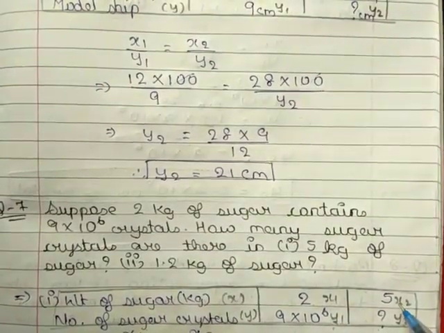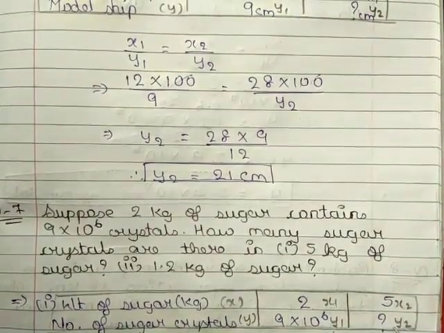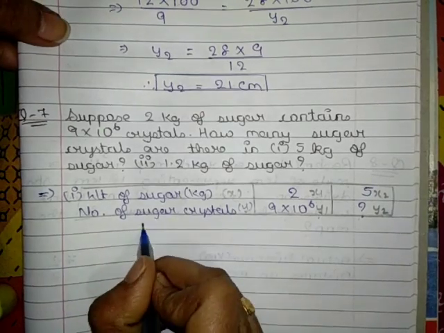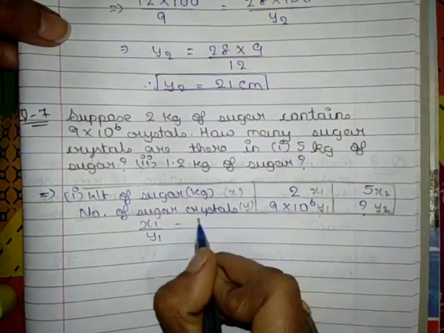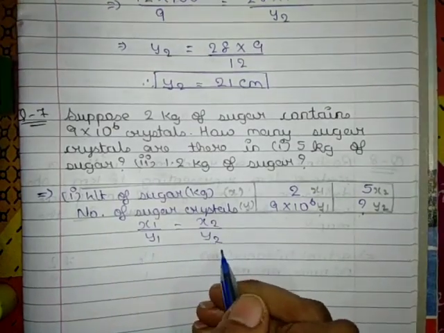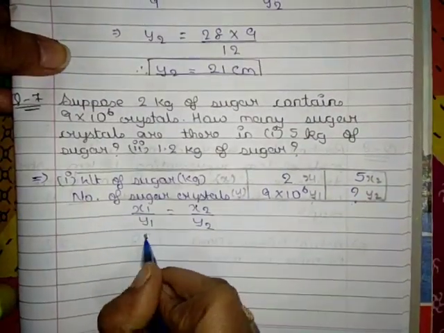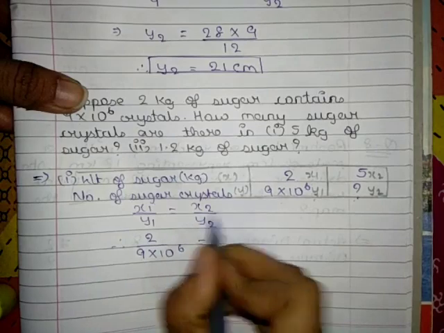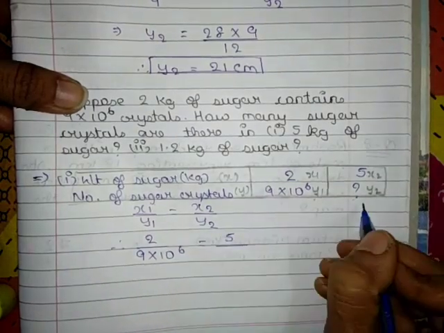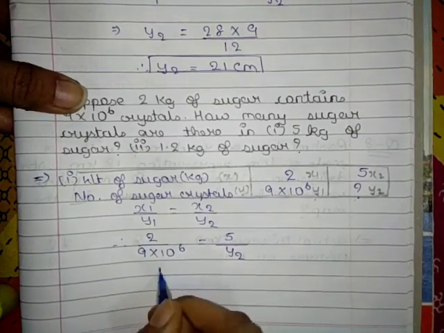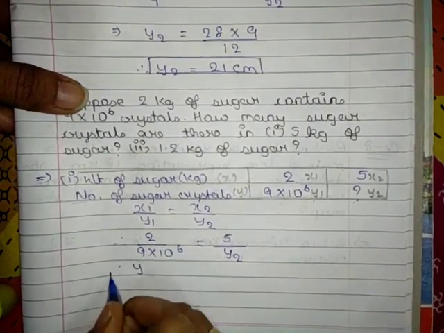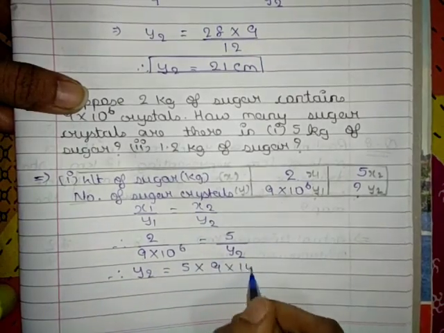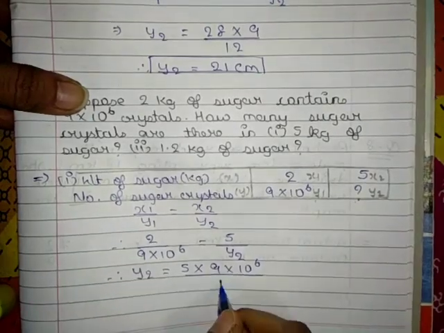And when it is 5 kg, what will be the number of sugar crystals? That is y2, we have to find out. By our direct proportion rule, what is our formula? That is x1 by y1 is equal to x2 by y2. So what is x1? 2 divided by y1, which is 9 multiplied by 10 raised to 6, is equal to x2, which is 5, and y2 is as it is, as we have to find the number of crystals. So if we cross multiply, y2 will be equal to 5 multiplied by 9 multiplied by 10 raised to 6, divided by 2.